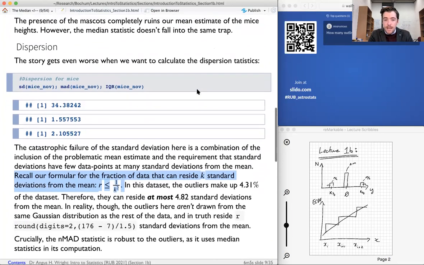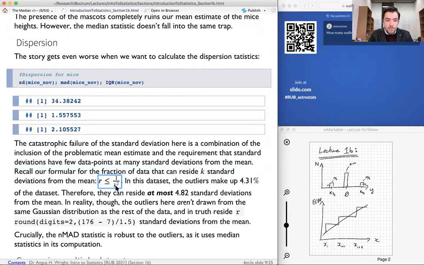Okay? And using our simple fractional calculation, we can estimate the maximum standard deviation that these outliers can be from the mean, given that they make up 4% of the data. And the answer is that they can reside at most 4.8 sigma from the mean.